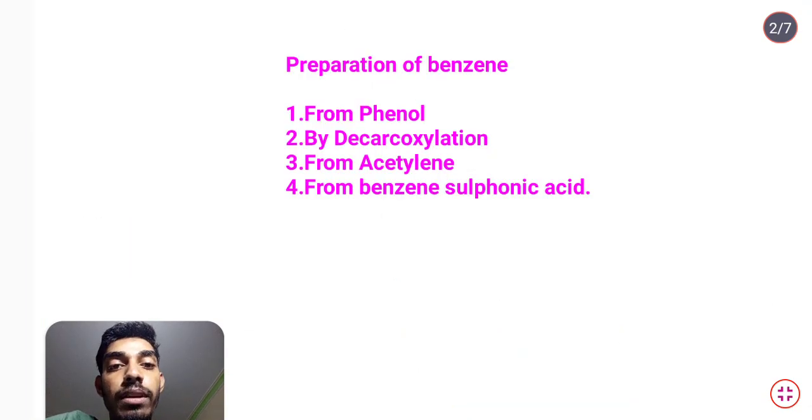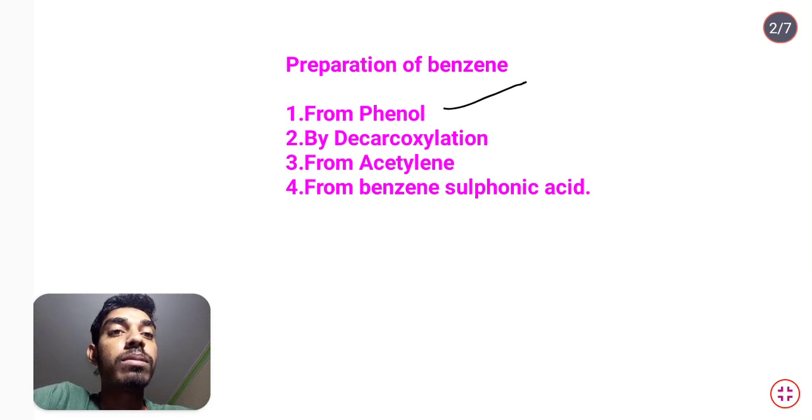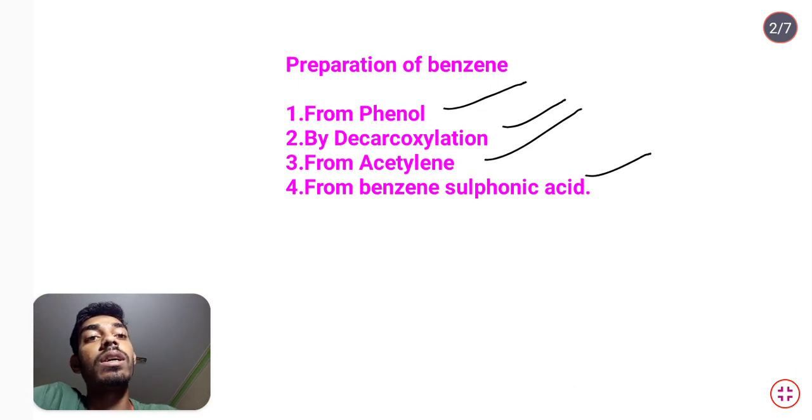Okay, the next topic is the preparation of benzene. In our syllabus there are 4 preparation methods. The first is from phenol, the second is by the decarboxylation of aromatic acid, the third is from acetylene, and the fourth is from benzene sulfonic acid.